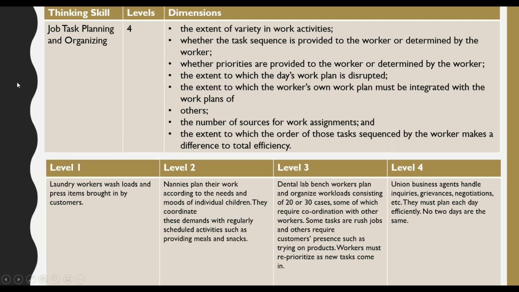With job task planning and organizing, 4 levels, many different dimensions. So the extent of the variety in work activities, whether the task sequence is provided to the worker or determined by the worker, whether priorities are provided or determined, the extent to which a day's work plan is disrupted, the extent to which the worker's own work plan must be integrated with the work plan of others, the number of sources for work assignments, and the extent to which the order of those tasks sequenced by the worker makes a difference to the total efficiency.